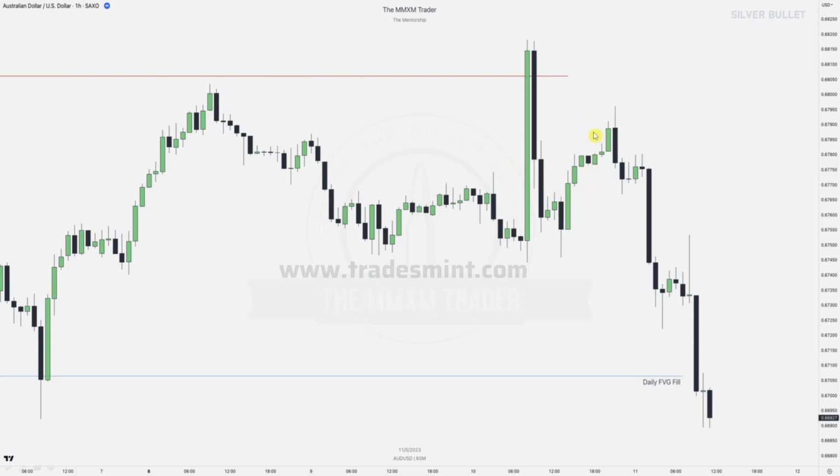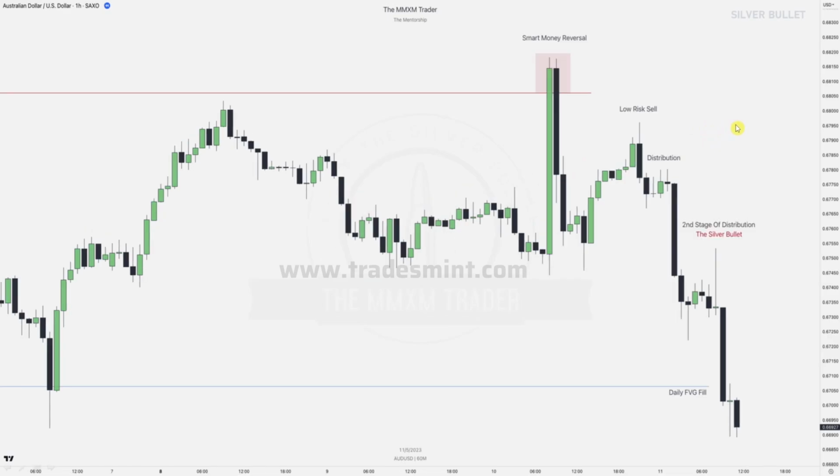Right, now let's look at market structure. What do we need? We need a long-term high above an old high. We need that smart money reversal. So we have a short-term high here, long-term high here, short-term high here. And now we wait for that intermediate term high to be formed. So how does that look? Smart money reversal above that old high, breaking down lower.